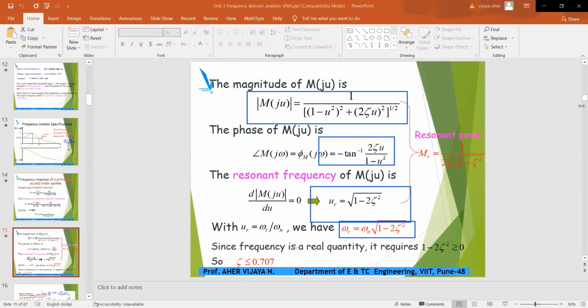Now, since frequency is a real quantity, it requires 1 minus 2 zeta square to be greater than or equal to 0, and hence zeta should be less than or equal to 0.707.